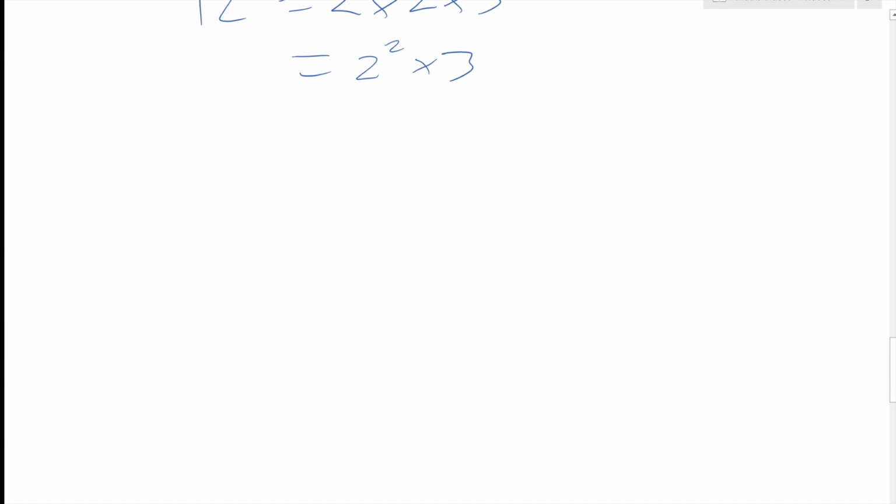But how do you calculate the prime factorisation? Obviously, for small numbers like 12, it's relatively simple. But let's say you wanted to work out the prime factorisation of 120.